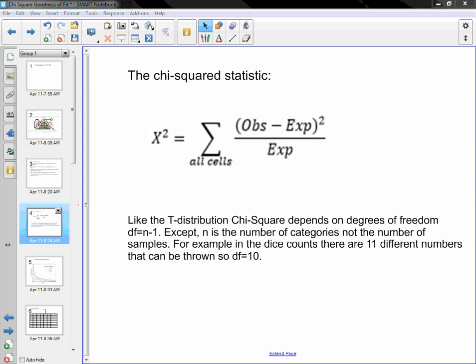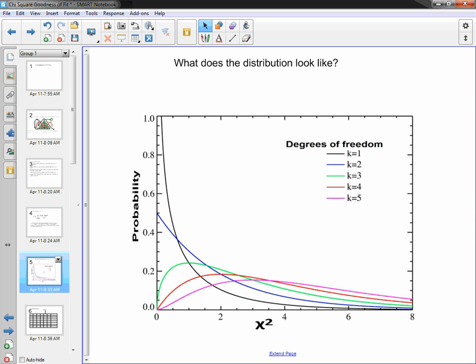Okay, just wanted to show you what the chi-squared distribution looks like. Kind of like the t-distribution, it changes with the number of degrees of freedom you have. So if you have 1 degree of freedom, that is this black line right here. So you can see the way the distribution looks.